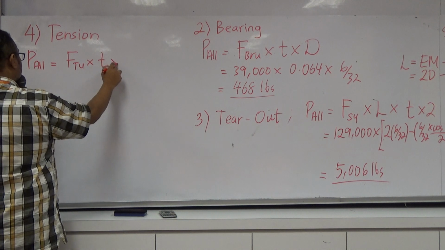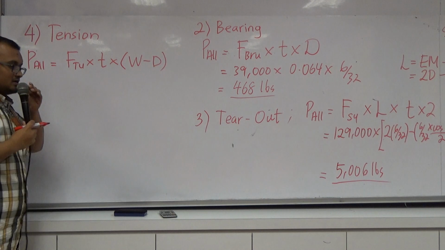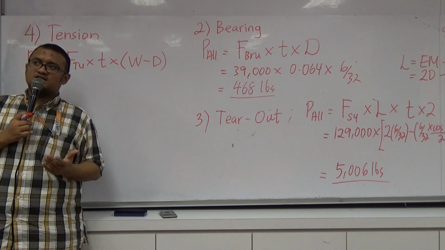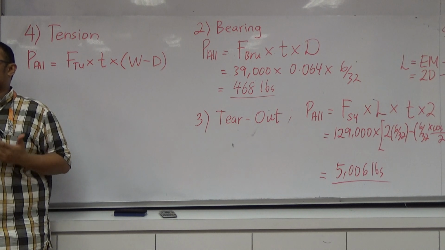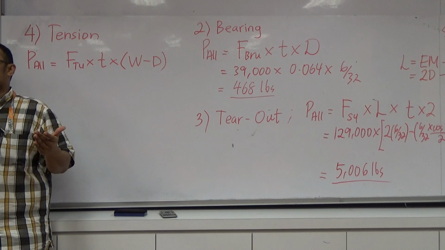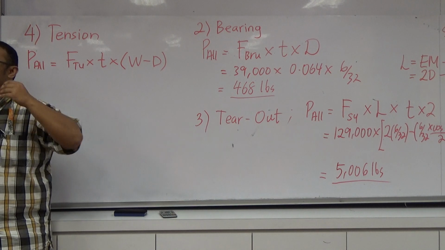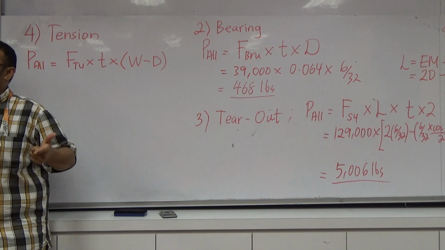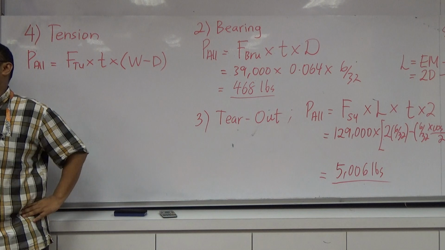T times W minus D. So this is a general equation. Why I say we must think ahead, because when you are doing the repair, you must think ahead. How many rows are you going to install?